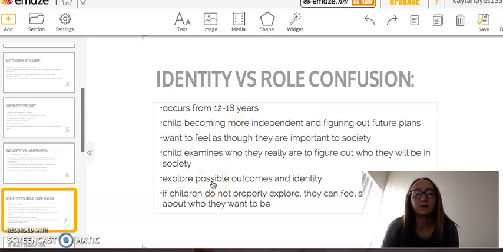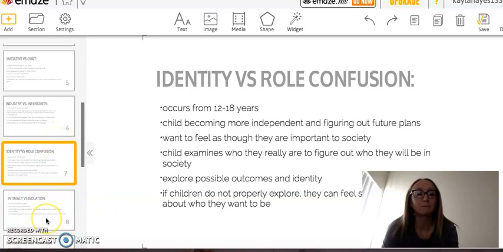So basically, if children aren't given the chance to properly explore, they can really start to feel a sense of confusion about who they want to be. This is where the identity and role confusion name comes from.